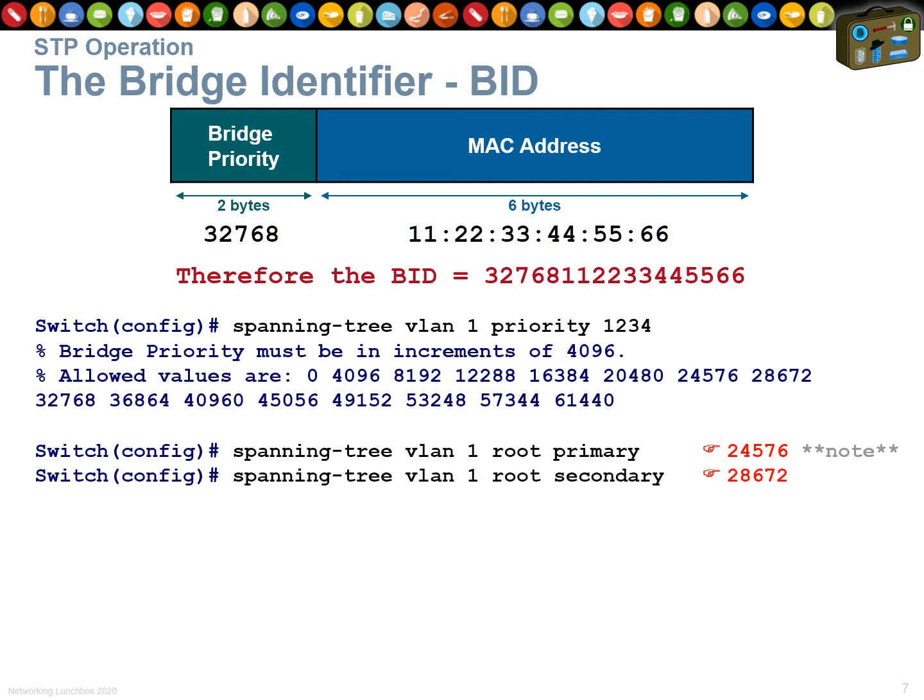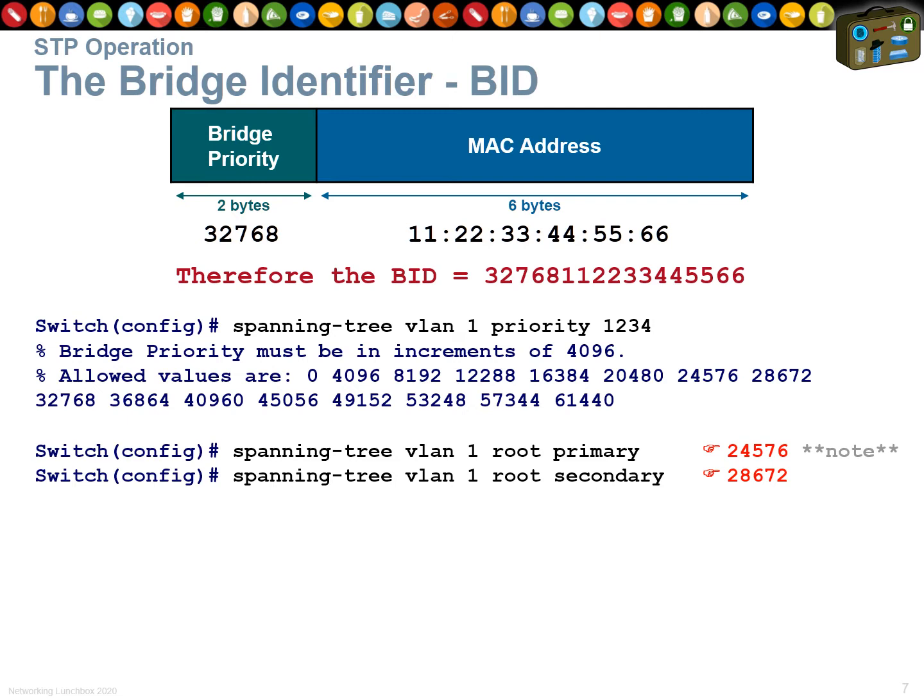Now the reason why this is important is because the spanning tree VLAN 1 root primary command is dynamic. It goes out there, listens, figures out who the current root is, and beats it. However, spanning tree VLAN 1 root secondary is the exact opposite. Spanning tree VLAN 1 root secondary is hard-coded to 28,672.